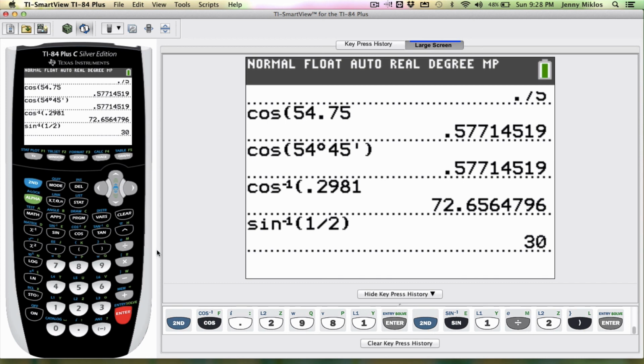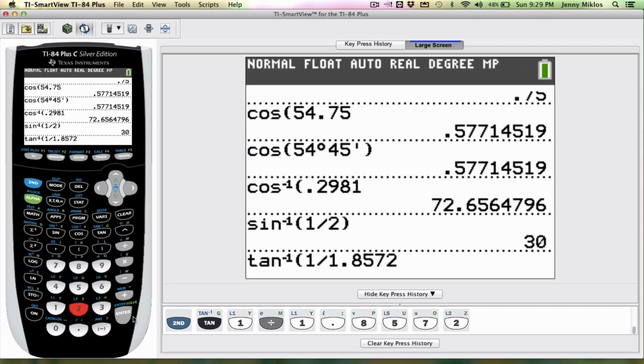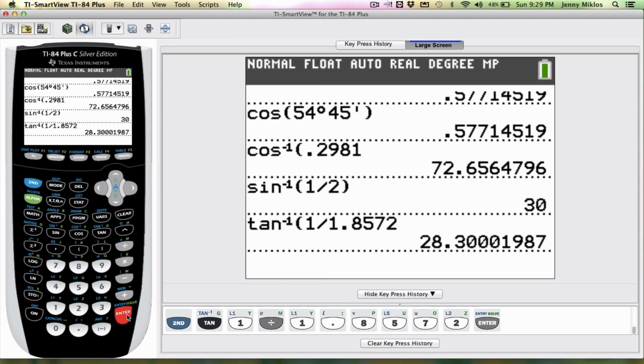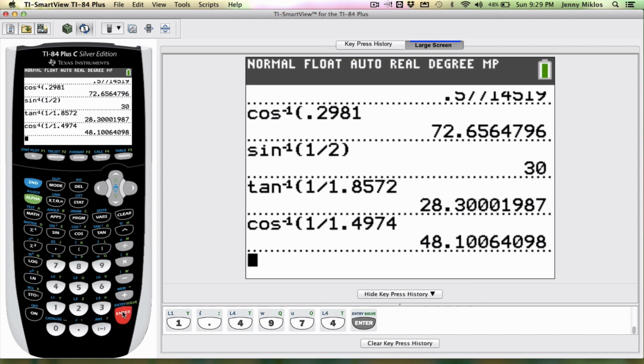Okay, so let's practice that again. On number 10, it says cotangent of theta equals 1.8572. I know that cotangent is the reciprocal of tangent, so I'm going to do 1 divided by 1.8572, and that gives us a value of 28.3 degrees. Okay, last problem here, secant of theta, so I know I'm going to do cosine inverse of 1 divided by 1.4974. And we get 48.1 degrees.